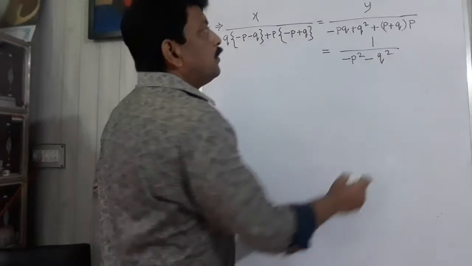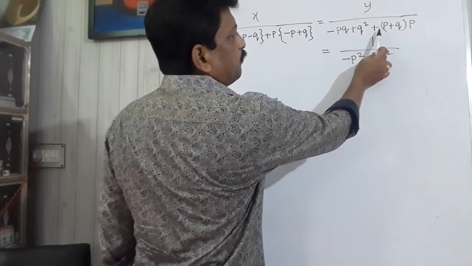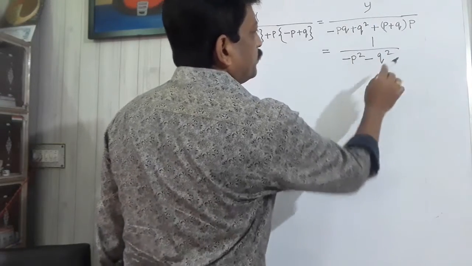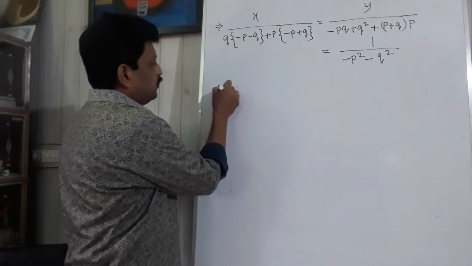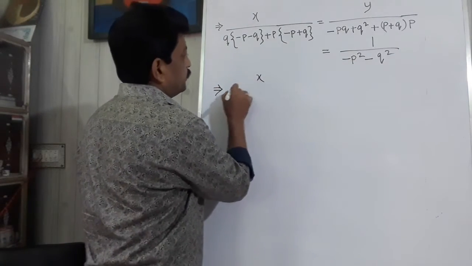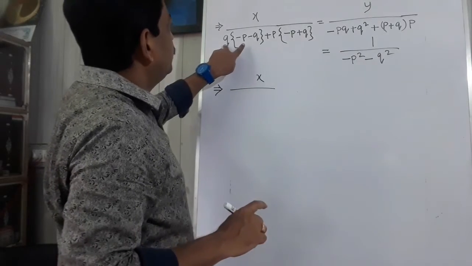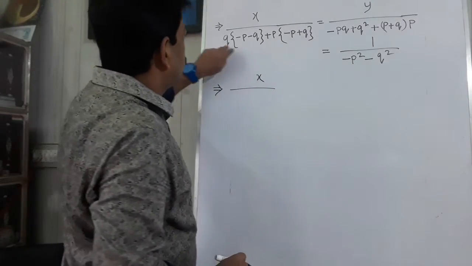Okay, now therefore y upon minus pq plus q square plus p plus q into p equals to 1 upon minus p square minus q square. This is the next step, which implies now x upon. So calculation to be done carefully. Again, I have told you so many negative and positive signs are there, so be careful.